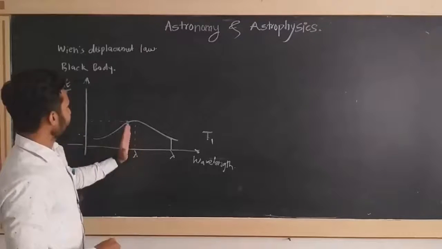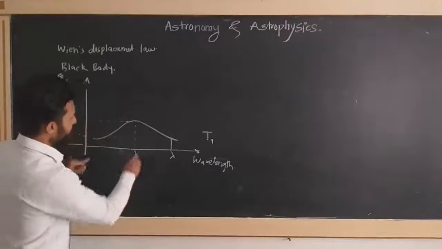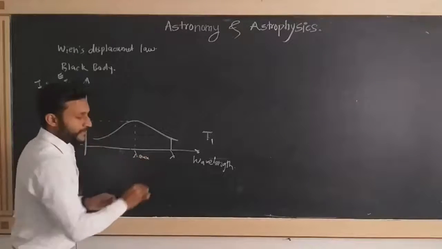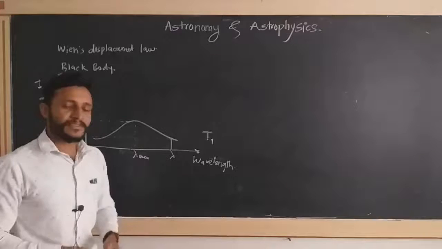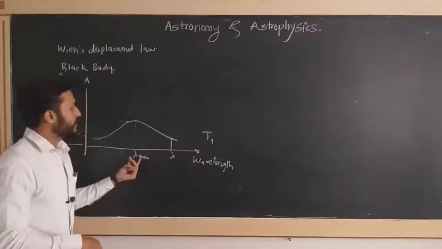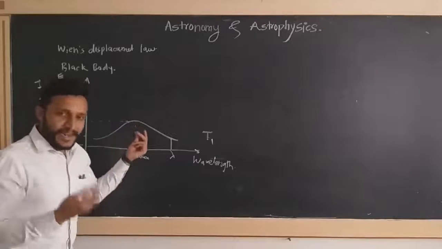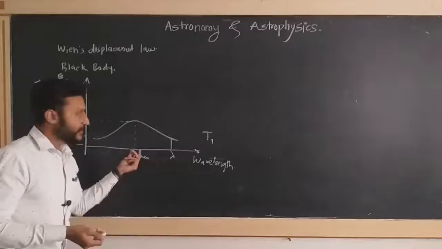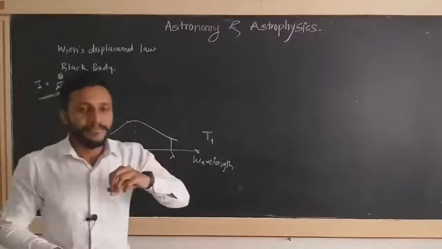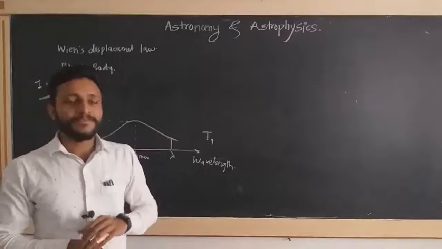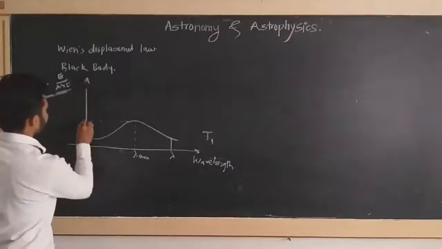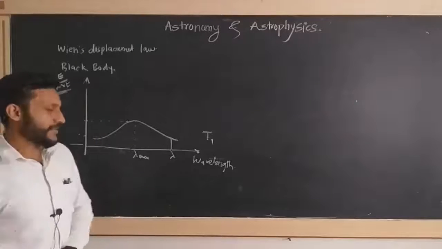The wavelength at which the radiation has maximum intensity is known as lambda max. It does not mean that lambda max is the maximum wavelength. It is the wavelength of the radiation that is emitted in large quantity per unit area per unit time when we heat the black body. I hope it is clear. So this is the lambda max.